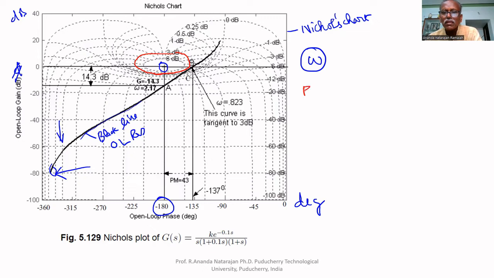Therefore, the closed loop resonant peak is equal to 3 dB.